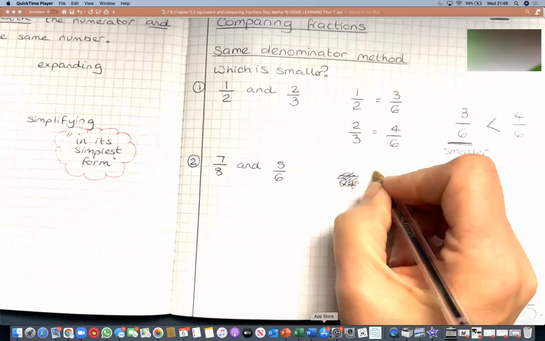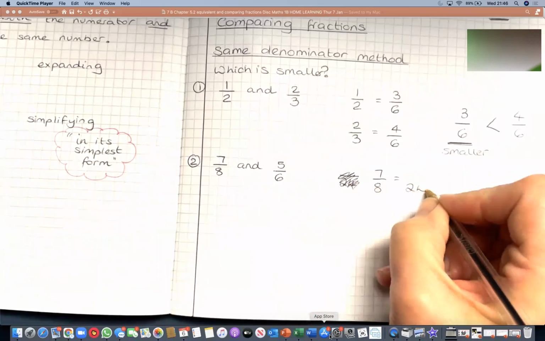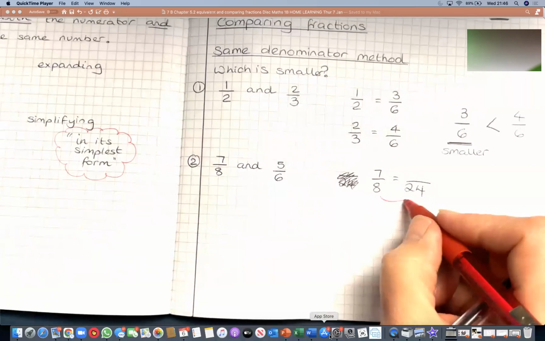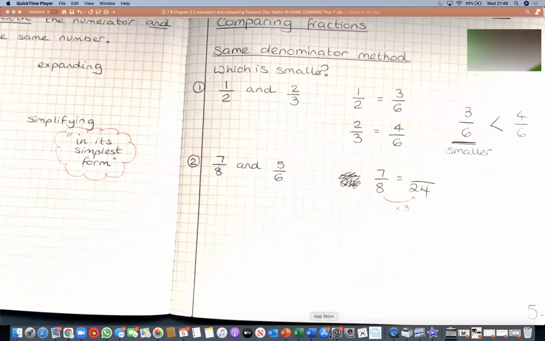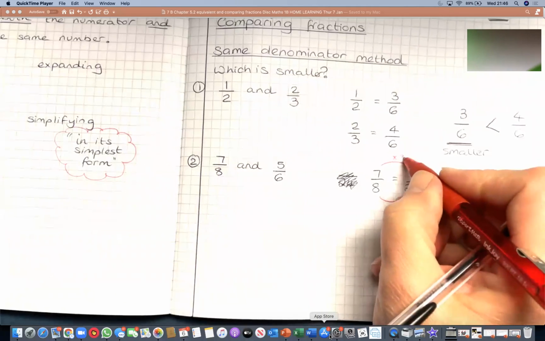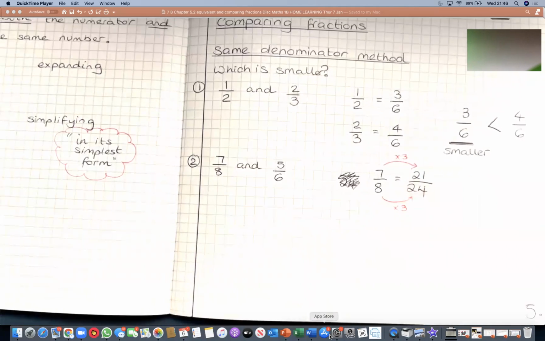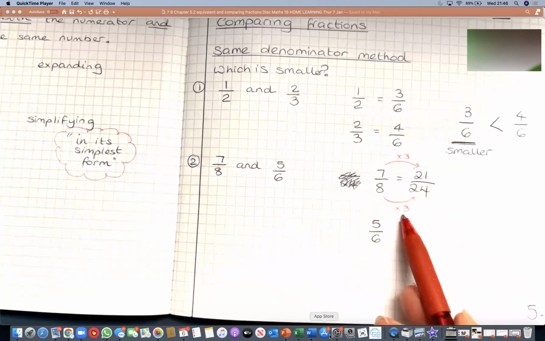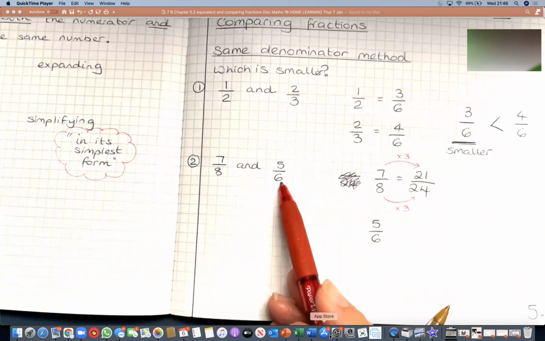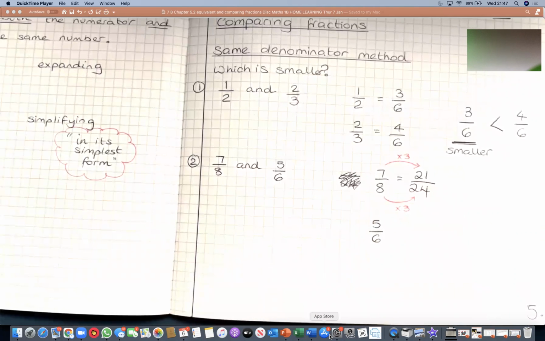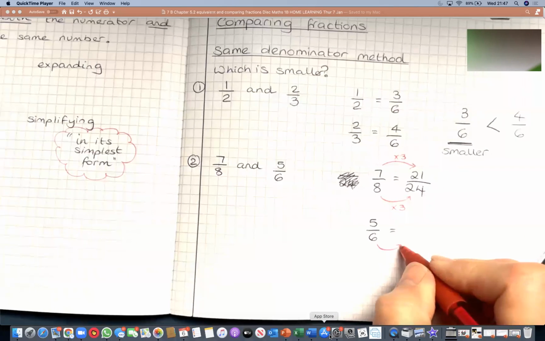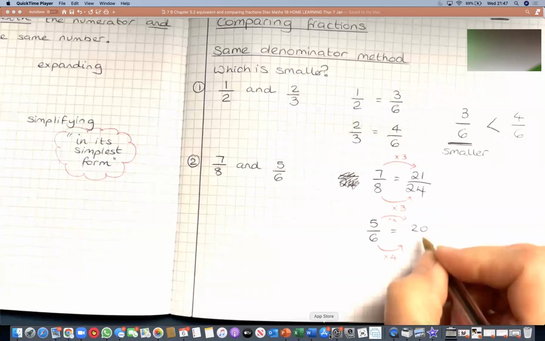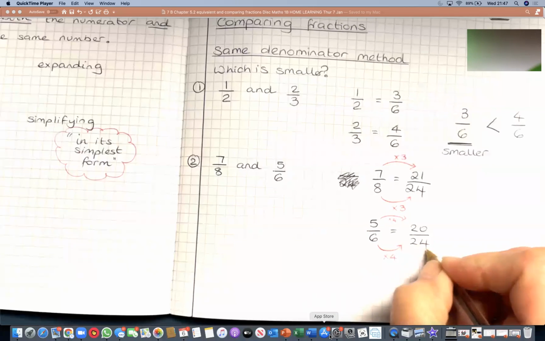Actually, let's write it so you can see. So 7/8 with a denominator of 24. I've had to multiply 8 by 3 to get to 24. So if I do exactly the same for the numerator, 7 multiplied by 3 gives me 21. Let's do the same again for 5/6. But remember, I'm not multiplying by 3 this time. To get from 6 to 24, I need to multiply by 4. So I'm multiplying my denominator and my numerator by 4. 5 multiplied by 4 gives me 20. 6 multiplied by 4 gives me 24.